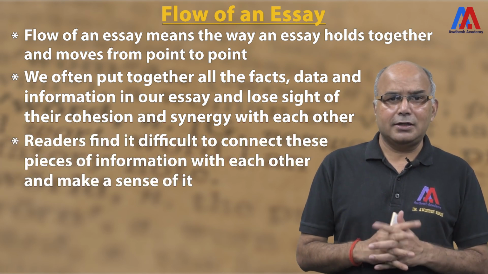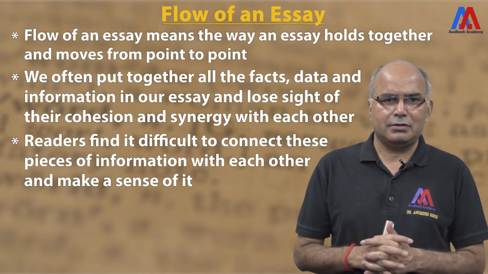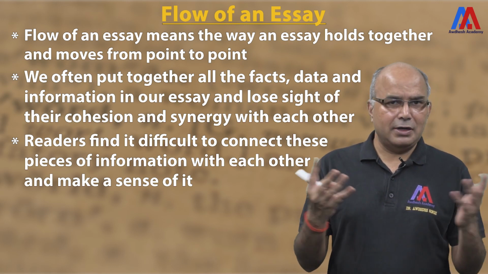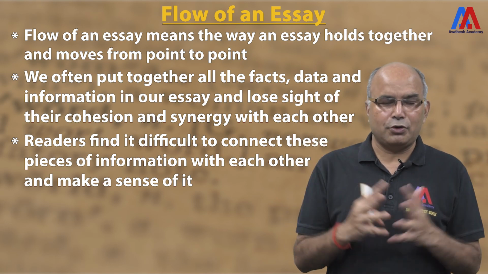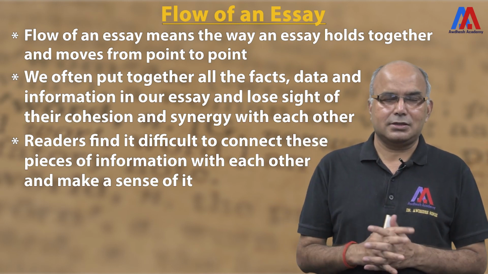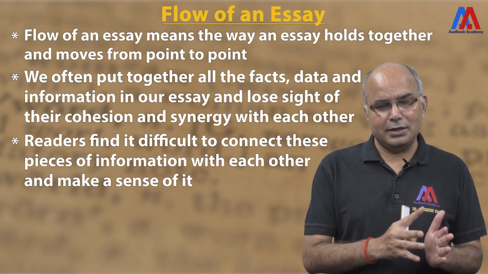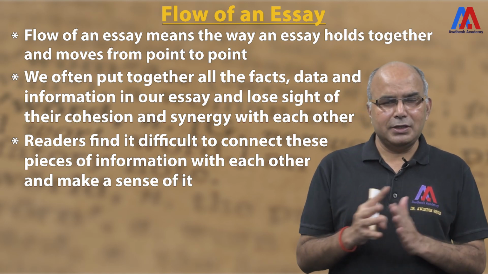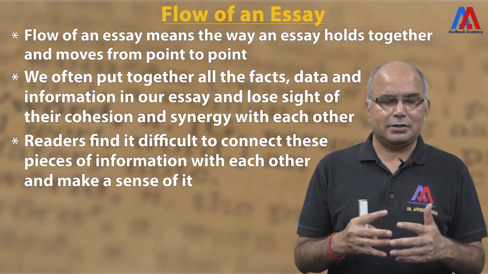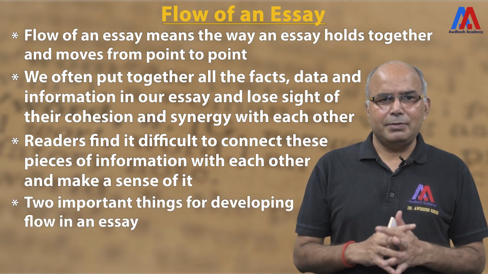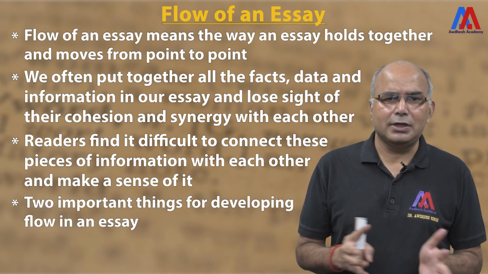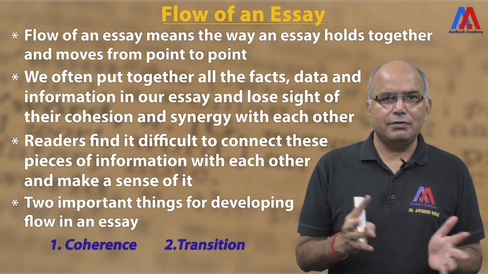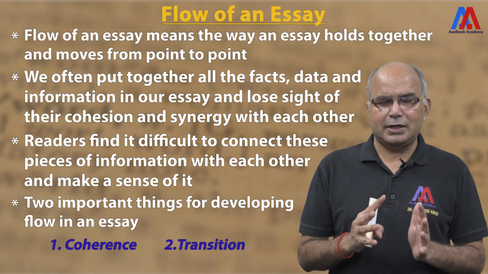And therefore, the reader finds it difficult to connect these pieces of information with each other and make sense of it. In our own mind, it is very much clear because it is coming from one thought process. But as far as the reader is concerned, they find it very difficult to connect one thought from another, one sentence from another, and even within the sentence, they are unable to connect the different words. So there are basically two important things for developing flow in an essay. And this is coherence and transition. And today we are going to discuss the first part of it, that is coherence.